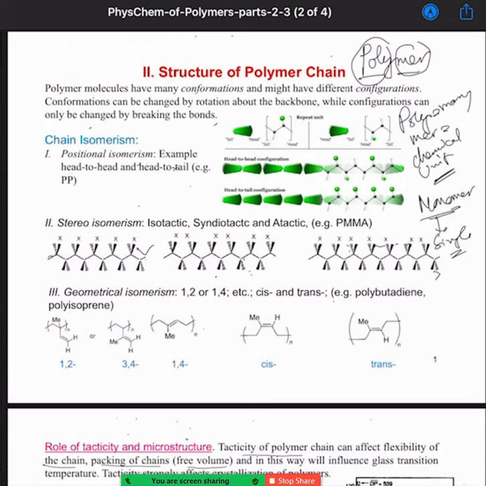Now how does this composition take place? The single chemical units, or what we call monomers, are bound together with the help of covalent bonds. Now we have three types of primary bonds. One is the ionic bond, another one is the covalent bond, and the third one is the coordinate covalent bond. For the formation of polymers, only the covalent bond is active.